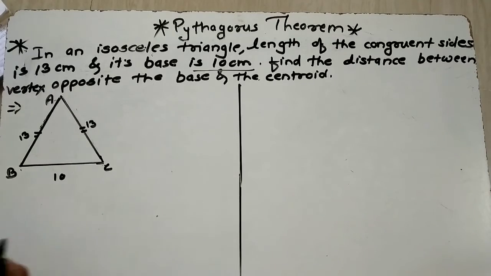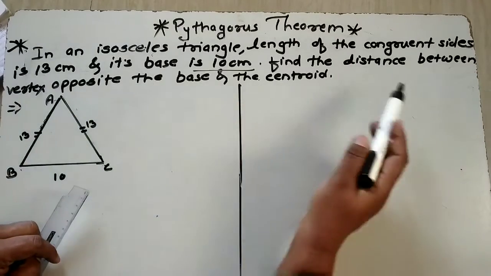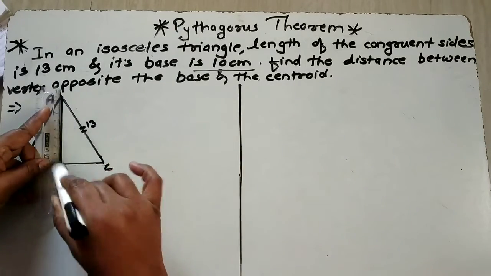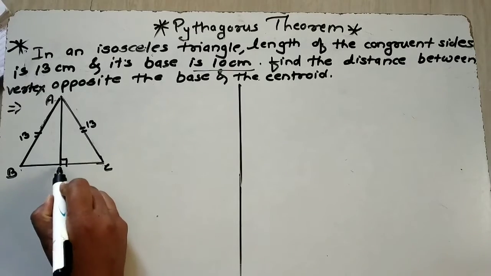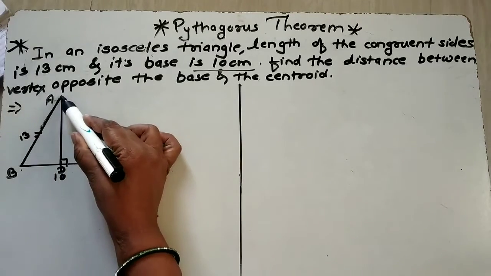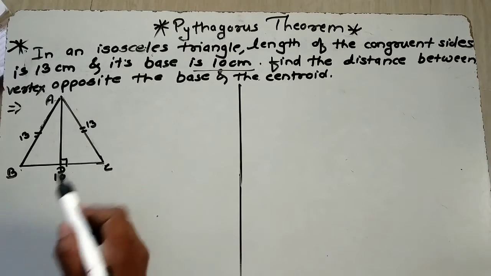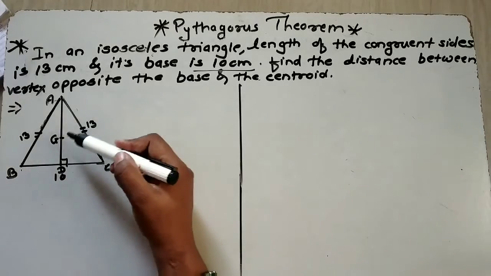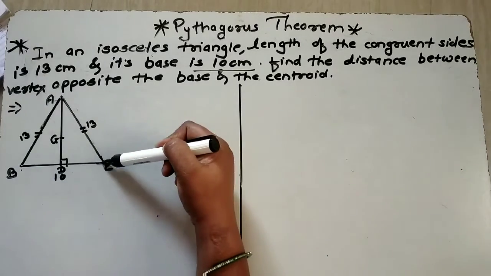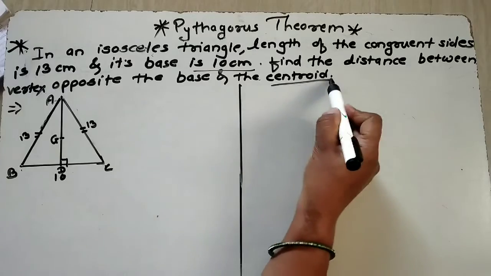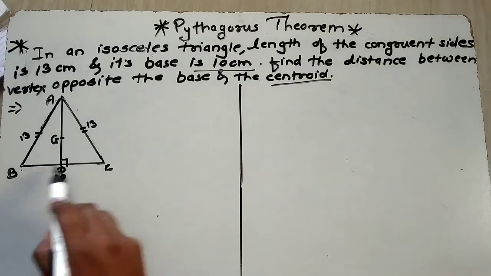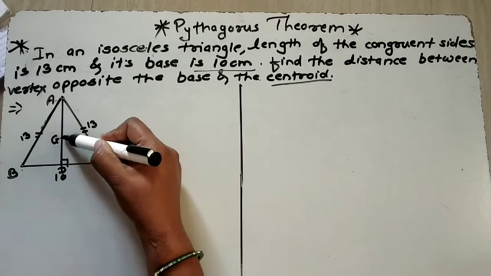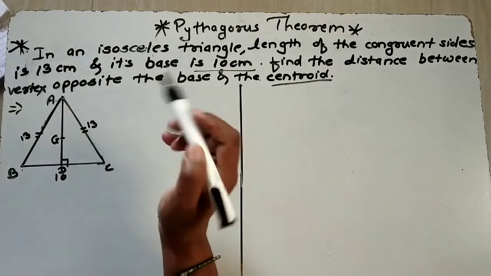To solve this example, we have to find the distance between the vertex opposite to the base and the centroid. For this we have to draw the perpendicular in this figure. So AD is the perpendicular from vertex A to side BC, and we will take G as the centroid. What is the centroid? The centroid is the point which is equidistant from each vertex of a triangle. So G is the point in the figure which is equidistant from A, B and C.